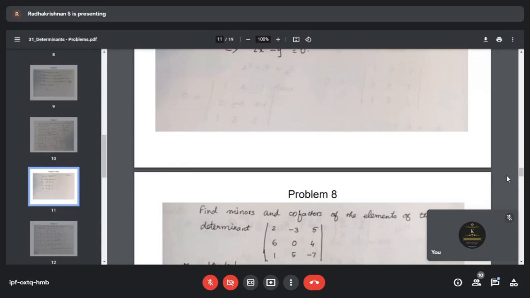Sir, the minor of A11 is -20. Okay. The cofactor is also -20, sir. Yeah, for the first element the minor and cofactor will be the same, right? The minor of A12 is -46, sir. Okay. You keep working on all of them. Yeah. Keep working on all of the minors and cofactors. Let others also work. So then we will discuss that answer.